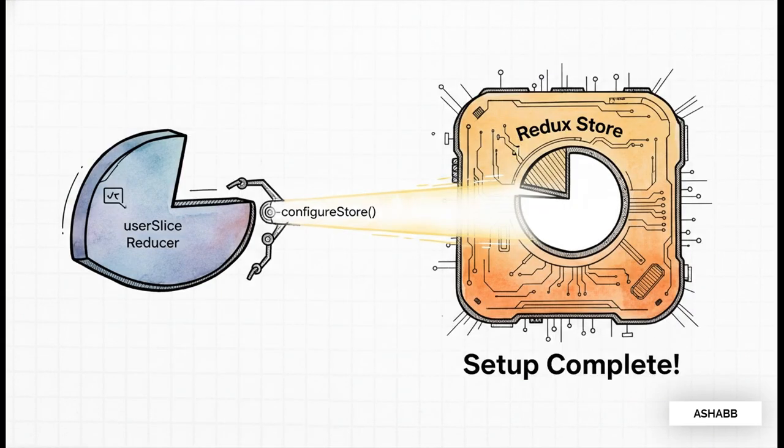Step 2 is, well, it's almost laughably simple. We import configureStore and the reducer from the slice we just made. Then we call the function and we pass in a reducer object where we connect our counter slice to the main store. That's it. Our store is now fully configured, DevTools and all, ready to go.